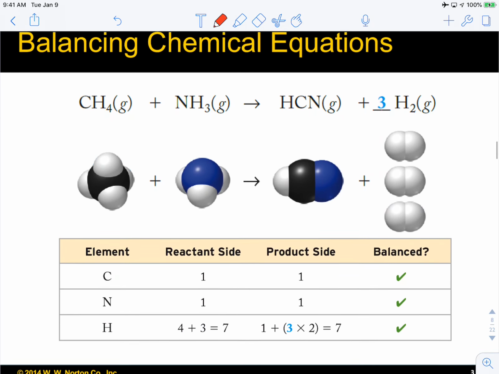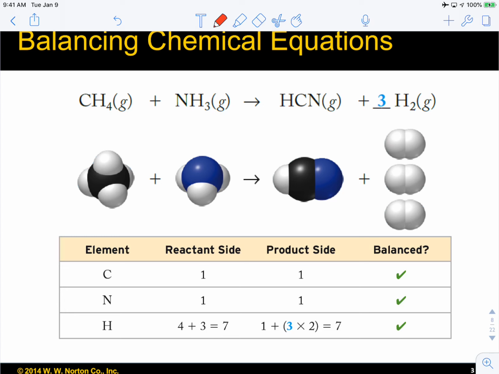So let's take a look. Right now, we have one carbon on the reactant side, one carbon on the product side. So effectively, that is balanced already to even start with. We have one nitrogen and one nitrogen. That's already balanced. Only the hydrogen has to be balanced. So we have 7 hydrogens on the left side because we've got 4 and 3, so that's 7. And we only have 2 and 1 is 3 here.